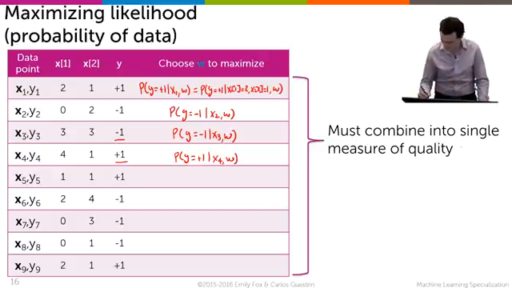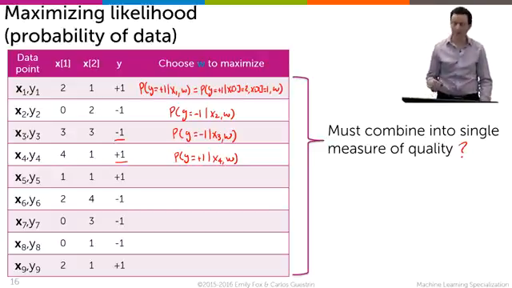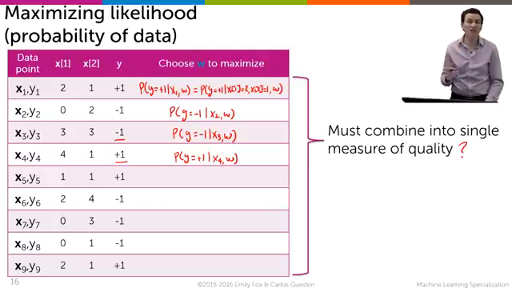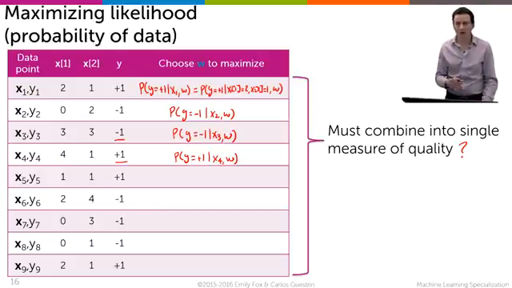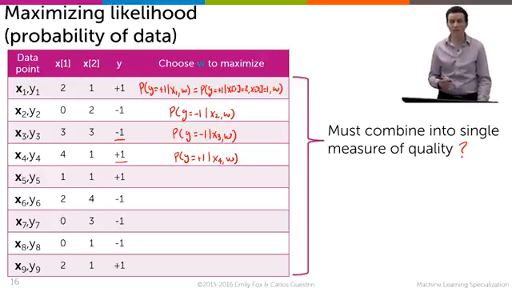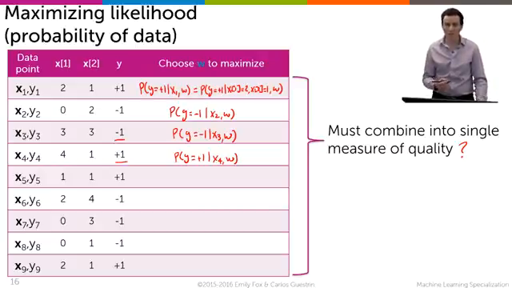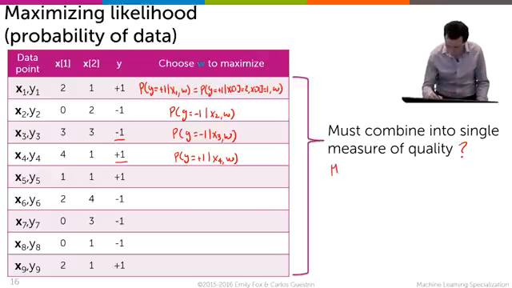Now the question is, how do we combine these? If we have a single quality metric, how do we combine them? You can imagine multiple ways of combining this: averages, all sorts of ideas out there. The way you typically combine when you're doing what's called maximum likelihood estimation, or maximizing likelihood, is by multiplying these things together. So you multiply.